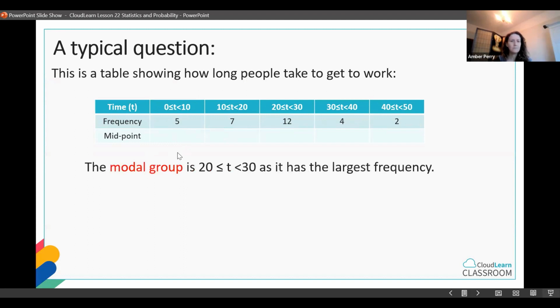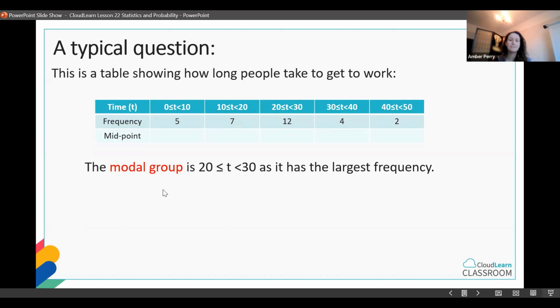Oh, sorry, I missed the modal group first. The modal group is the one with the largest frequency. Really easy. Look along the numbers, find the one with the biggest number. The number is 12, so the modal group is this. Again, this is always a 1 mark question in exams, and it pops up quite a lot. Remember, if you write 12, you get no marks. You must write down the group: 20 is less than or equal to the time, which is less than 30. You must copy it exactly, so just be really careful with that.